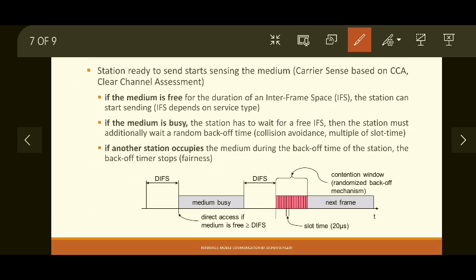Now after waiting for DIFS amount of time, our contention period will start for sending the next packet. During this period, it observes that another station is occupying the medium. So how much time should it wait before it starts sensing again? That is based on the back off timer, which is stopped if the medium is busy, to avoid unfair advantage to other users.